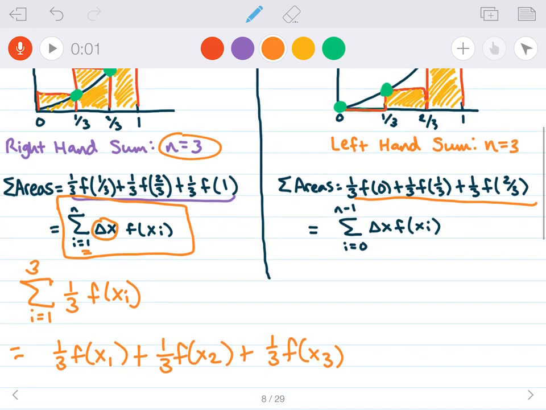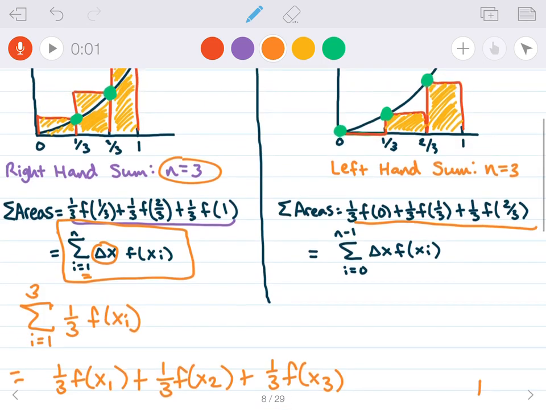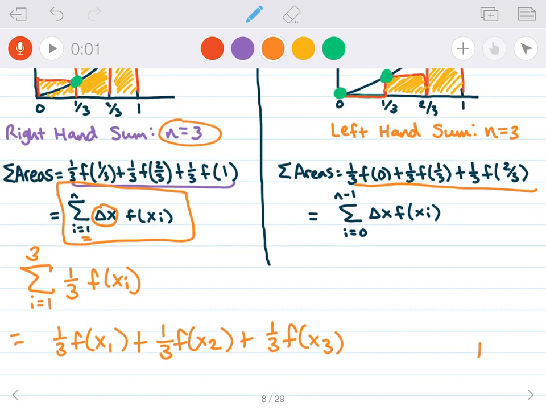Now, x0 is the very first point, x1 is the second one, and so forth. So x1 is 1 over 3, x2 is 2 over 3, and x3 is 3 over 3, which is 1. x0 is just 0, but for the right-hand sum, we don't need x0.